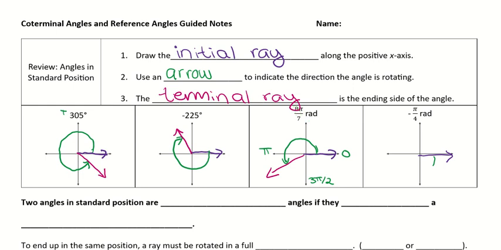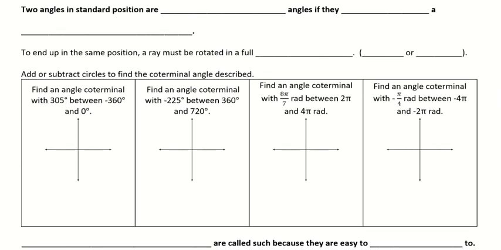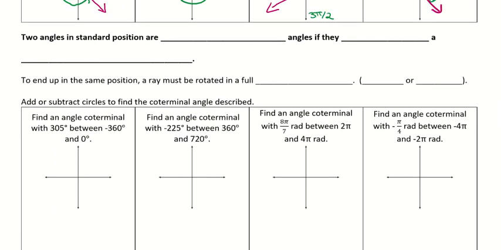Last one, we're going to do negative pi over 4 radians. Well, we know positive pi over 4 radians is the same thing as 45 degrees. So negative is going to be negative 45 degrees. So we're going to go down, and then our angle looks that way. So this is just a review of angles in standard position. Again, the initial ray is along the positive x-axis. And then we go arrows up or down for positive and negative, and then the terminal ray is the ending side of the angle. So we're going to learn a new vocab term, and that is coterminal.